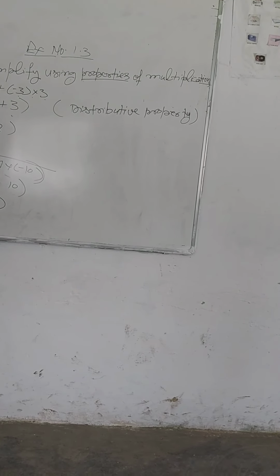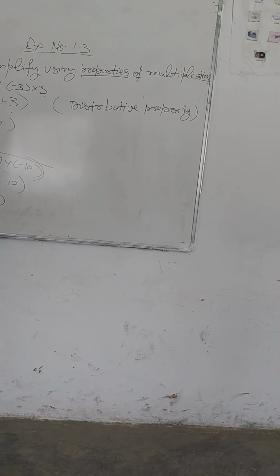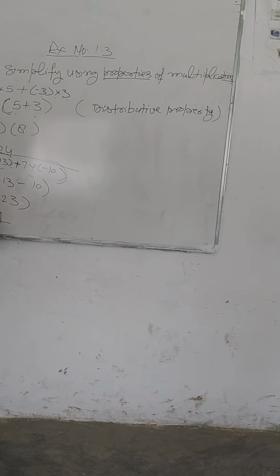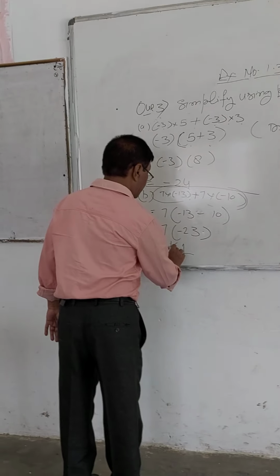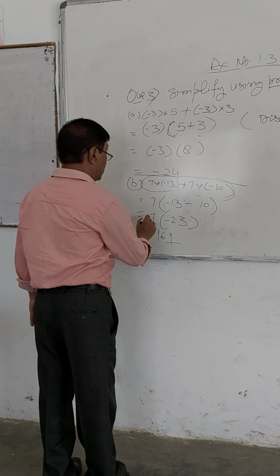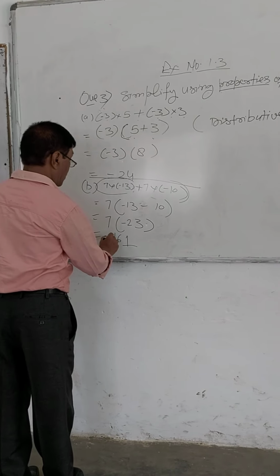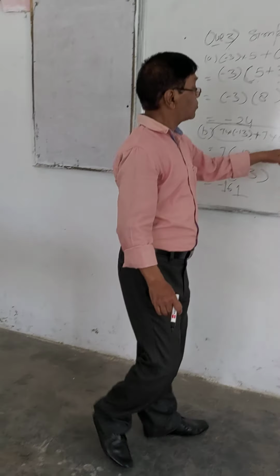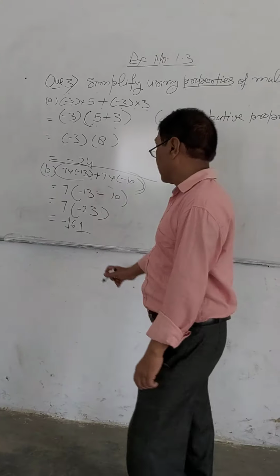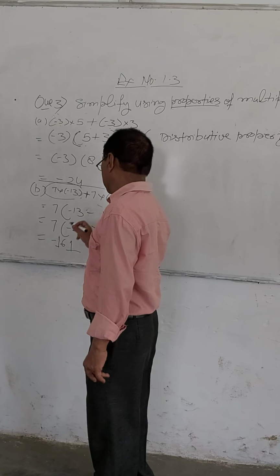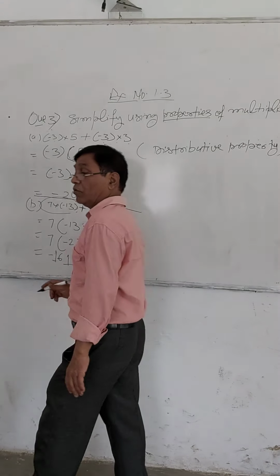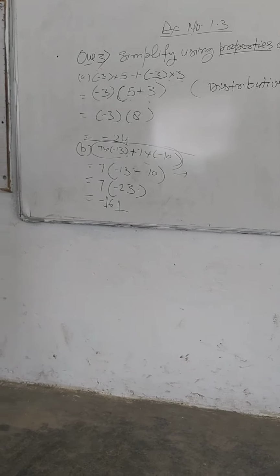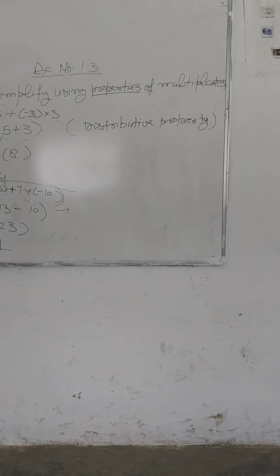So 13 plus 10, minus 23. And 7 threes are 21 and 7 twos are 14, plus 2, 16. Here it is positive and this is negative, so the answer will become 161. Here also you have to tell which property we are using. Multiplication over addition is the distributive property. This is also the distributive property.